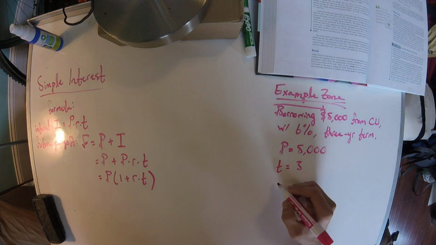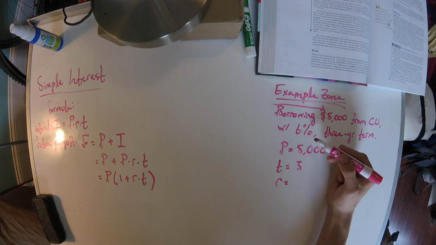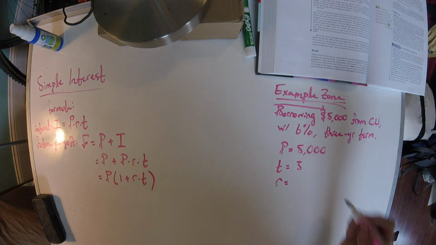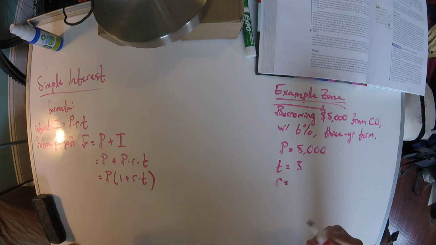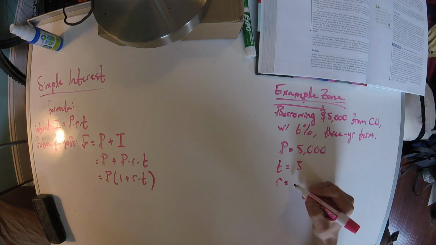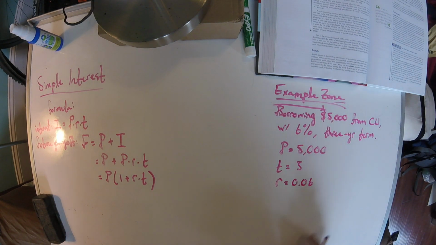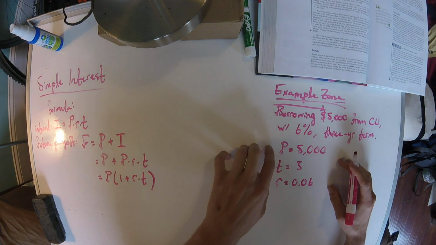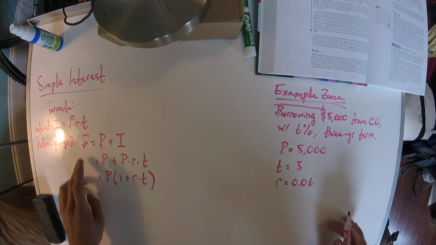And lastly, the rate. To do this right, we have to convert the rate from a percentage to a decimal, a fraction of 1. So that means that we have to change 6%. 6% is 6 1/100ths, so that's equal to 0.06. And so now all we need to do is just plug this into our formula for F.